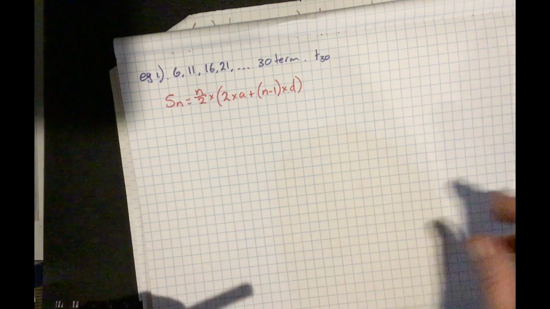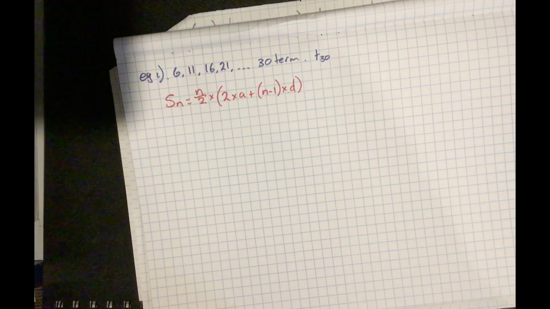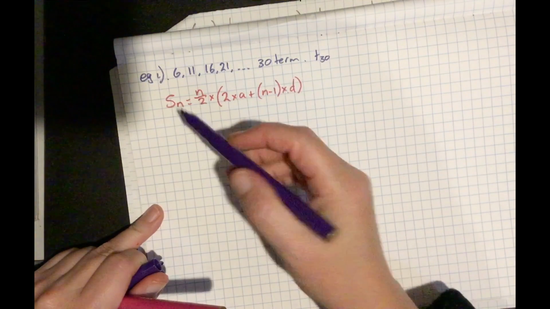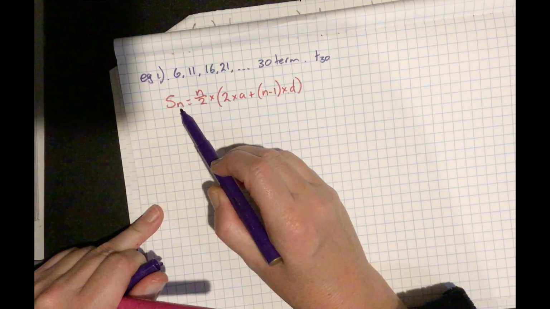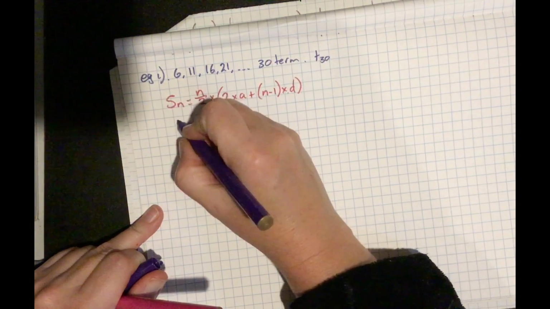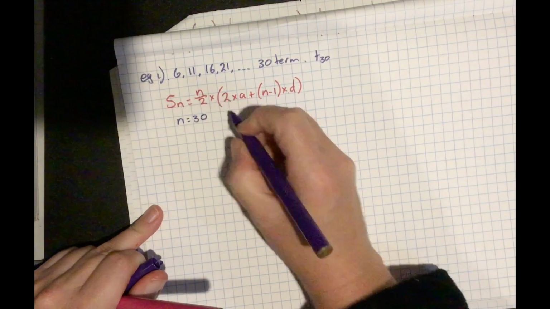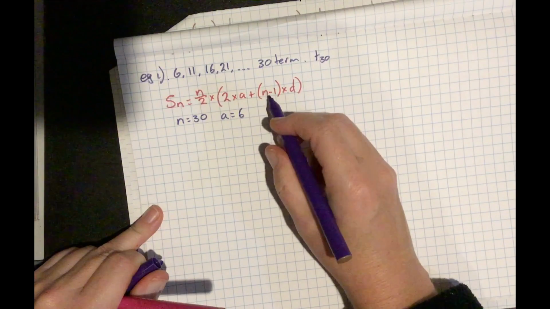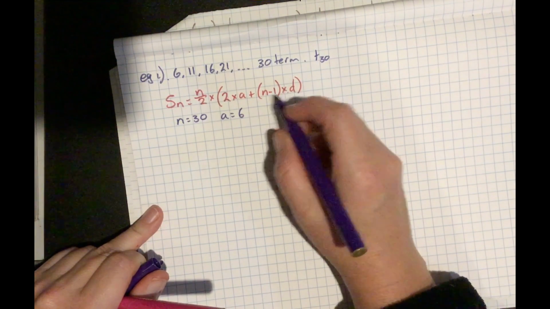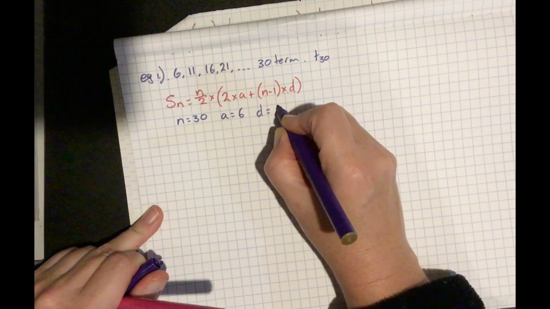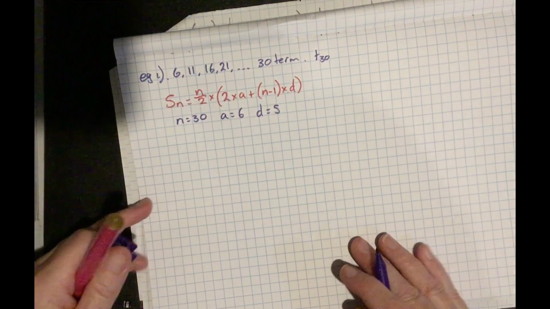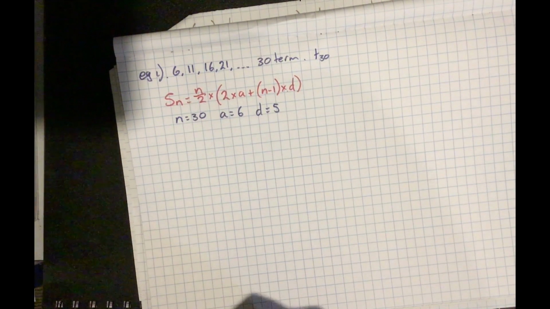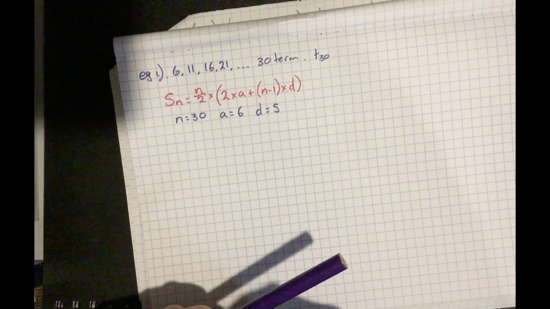Alright, the next job is to actually figure out what we know. We don't know the sum, that's what we're trying to find out, so we don't know S. However, we do know n, it's term 30. n is 30. What is a? a is 6. And the difference, well, we discovered the difference is actually a positive 5 because the sequence is getting bigger each time. Those are the only variables in our formula, so let's substitute that information in.